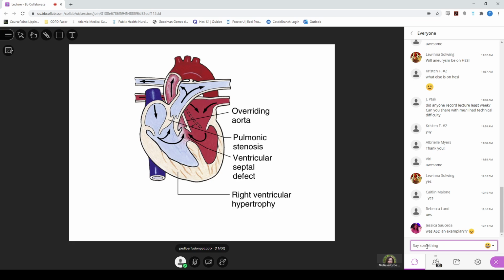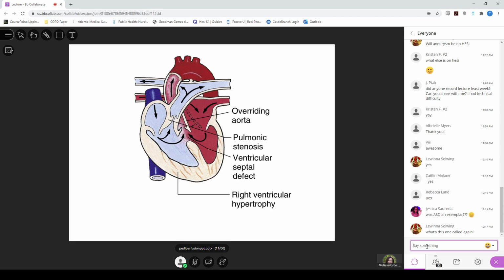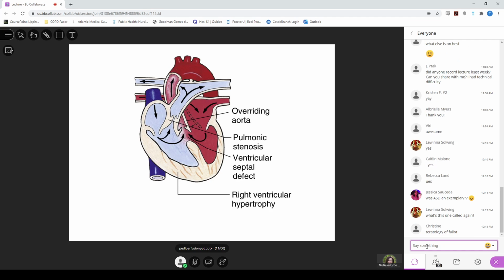The severity of the pulmonary stenosis really tells you the degree of the right ventricular hypertrophy and the extent of the shunting that's going on in the heart. This one is tetralogy of Fallot.